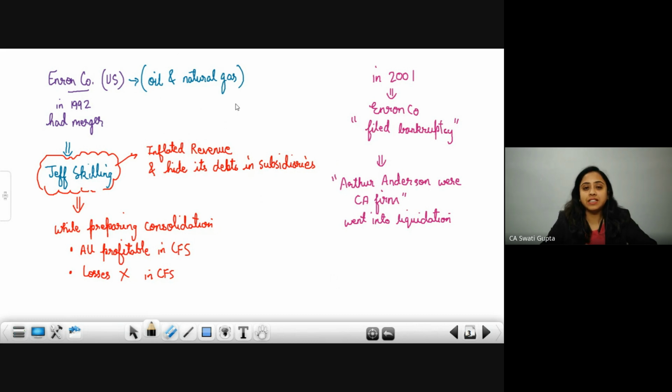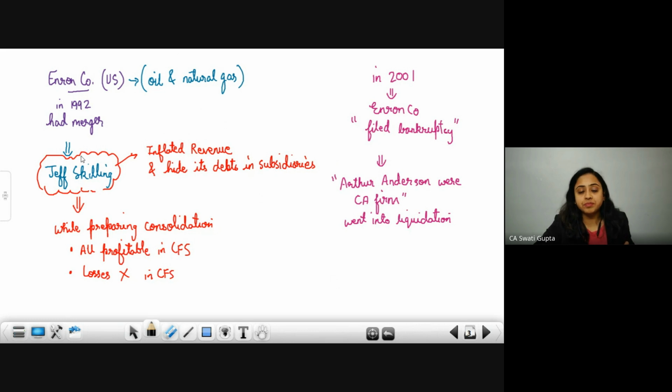So Jeff Skilling suggested that whatever businesses are profitable, we'll only show them in the books of account. All the businesses which are not showing profits, we will not include in the CFS, the consolidated financial statements. So Jeff Skilling proposed this, and the management agreed to the same. While accounting, there were so many businesses, so many subsidiaries, new businesses coming up after the merger. They only showed all the profitable businesses. They did not show any loss-making business.